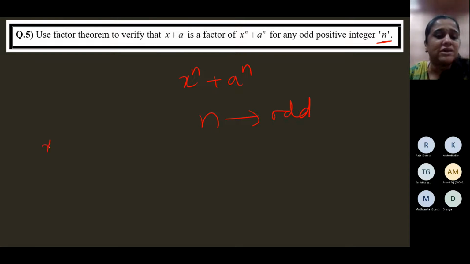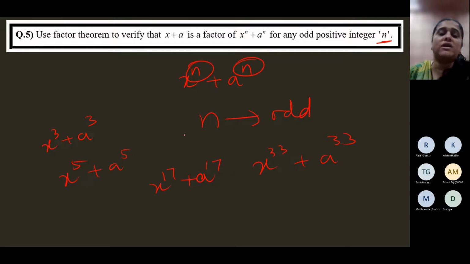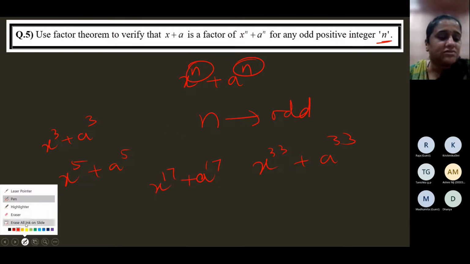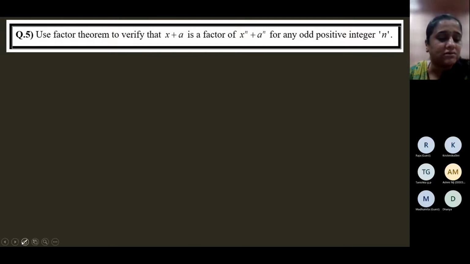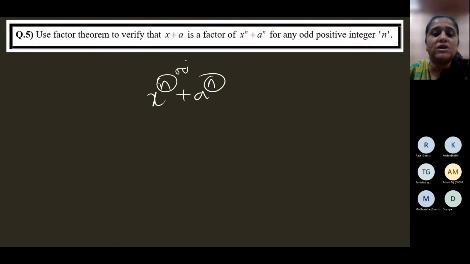So the expression can be x cubed plus a cubed, or it can be x to the power 5 plus a to the power 5, or x to the power 17 plus a to the power 17, or x to the power 33 plus a to the power 33. n stands for an odd number. So this expression x to the power n plus a to the power n, where n is any odd number. Okay, so this is given to you.